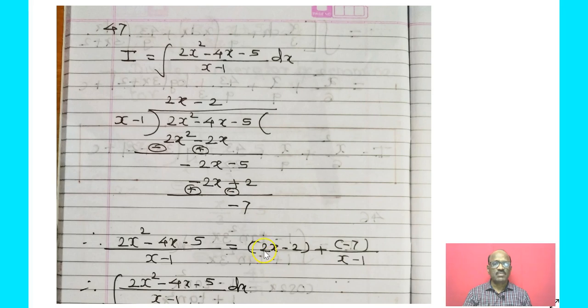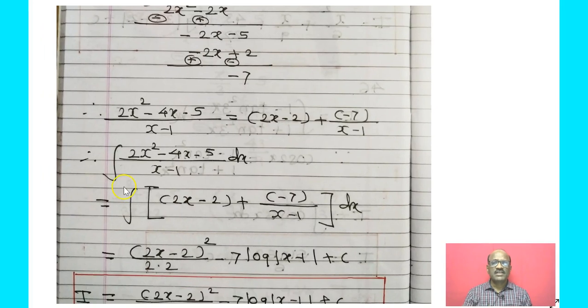The quotient is 2x minus 2. Therefore 2x minus 2 plus -7 upon x minus 1. Now find out its integral. Its integral is an easy one. That is, the integral of (2x square minus 4x minus 5) upon (x minus 1) dx is the integral of 2x minus 2 plus -7 upon x minus 1.